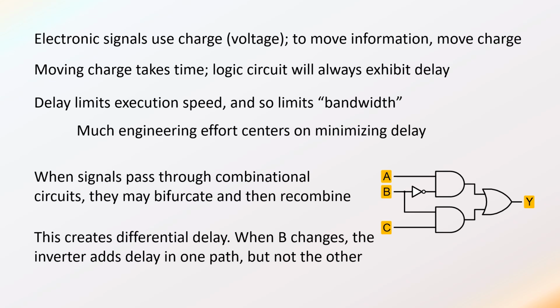So in the picture here, when signals pass through combinational logic circuits, they can bifurcate or fork and then recombine. And that's what I'm showing with the signal B. Signal B goes through two different pathways to affect the output Y. One pathway has an inverter and the other one doesn't. And so it makes sense, based on our previous discussion, that the pathway through the inverter is going to encounter more delay than the pathway that doesn't go through the inverter. And that's what I want to look at to see if that can create an issue.